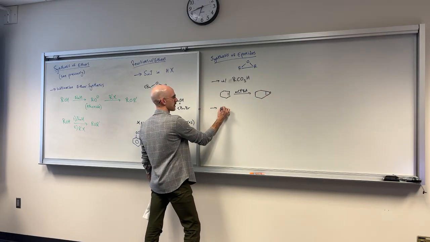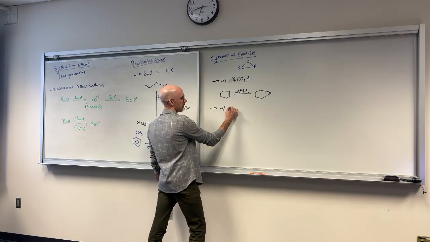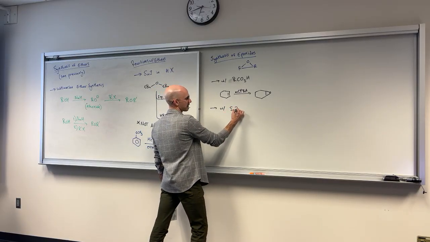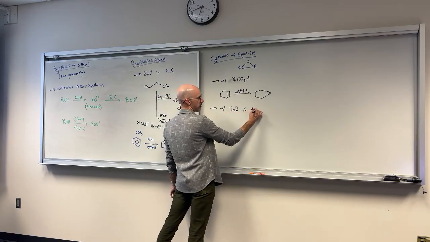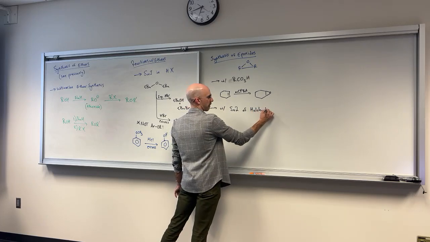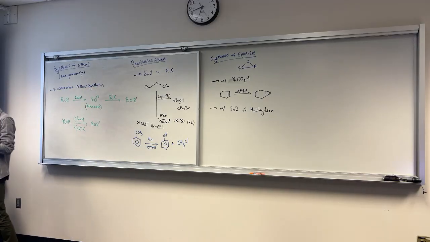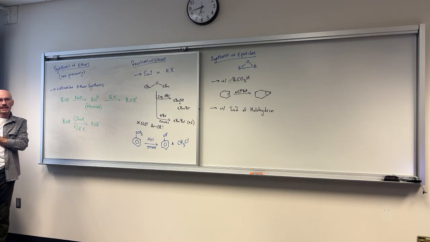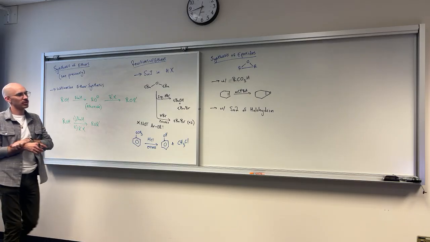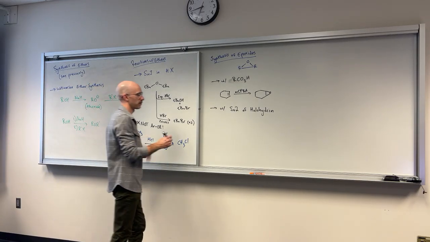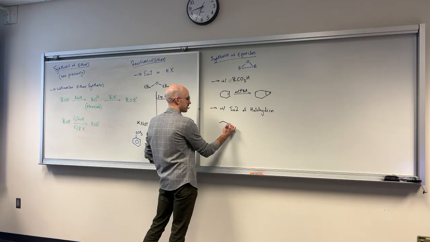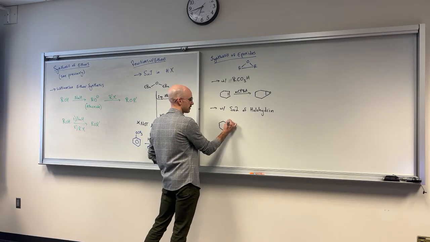The other way that we can synthesize them is with SN2 from a halohydrin product. And I say SN2, but it's going to look a little bit like elimination, a little bit like substitution, but it does require being SN2. The stereochemistry is specific.